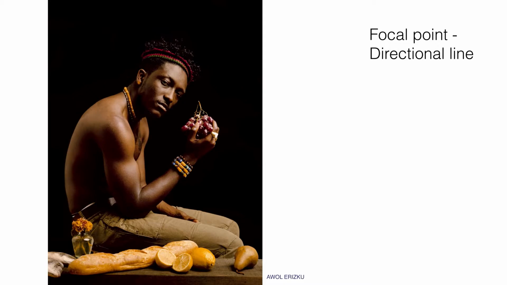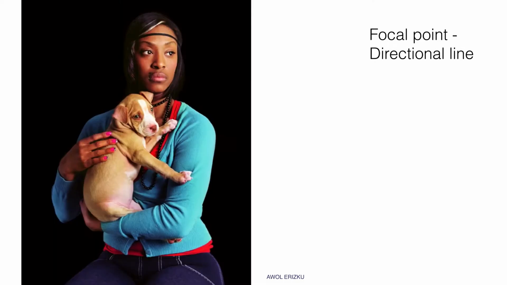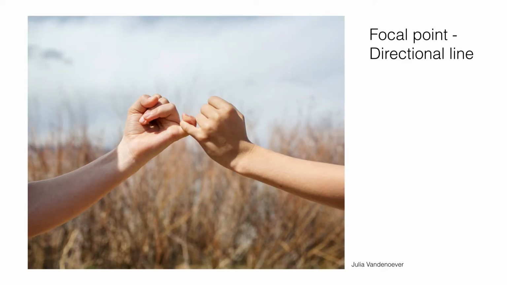We can also look at an example here where the light itself is leading us to the focal point. So directional line is following the highlights along the figure into the face, and then also the hand in front of the face is also reinforcing that use of directional line. Once again, here we follow the hand, which points to the very cute pit bull puppy that's in her arms, leading up to the face. And so all of this is being reinforced as we're looking at it.